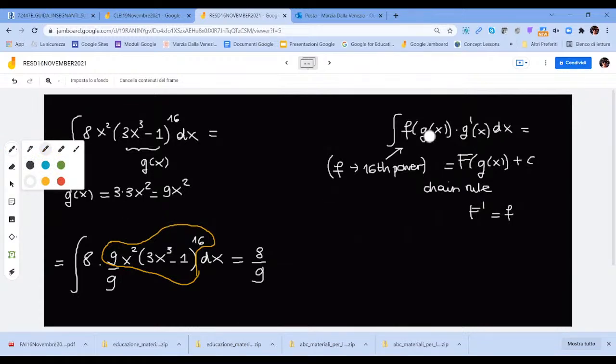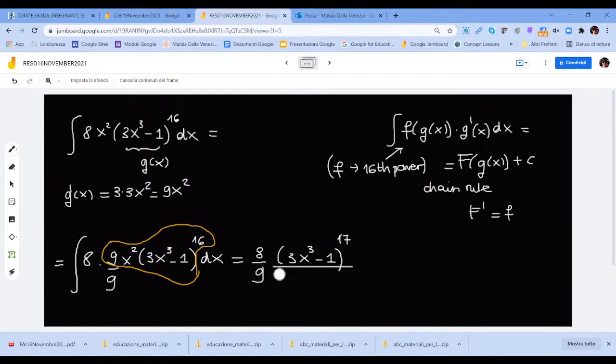This is what will be the integral. And then we can write the primitive function f with its argument. That means (3x to the third minus 1), 16 plus 1 is 17, divided by 17. Of course, plus c, because we have an indefinite integral.